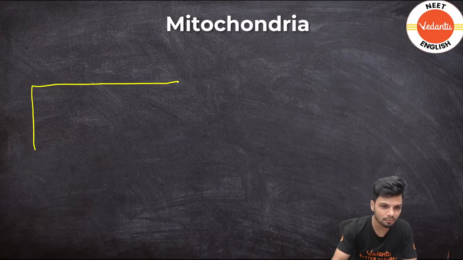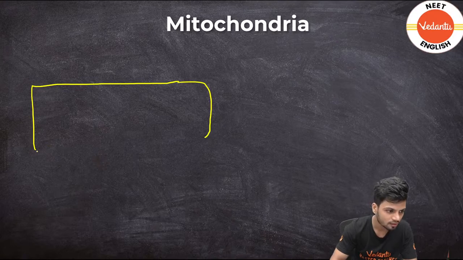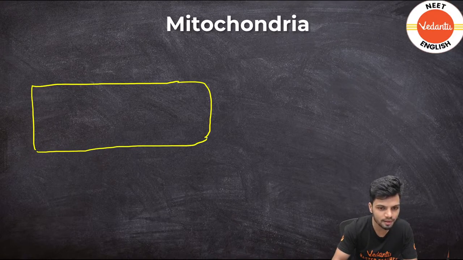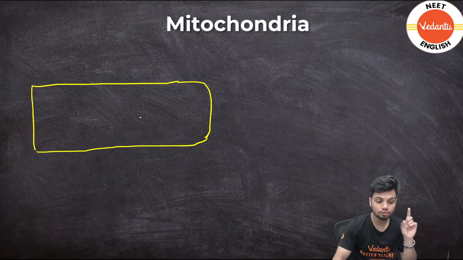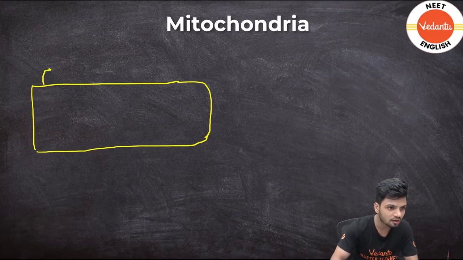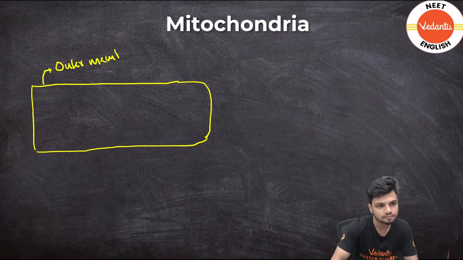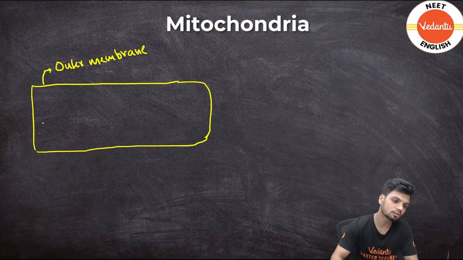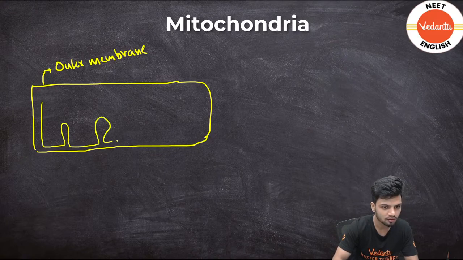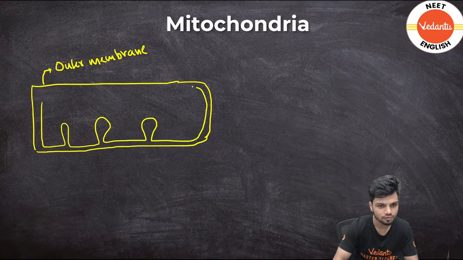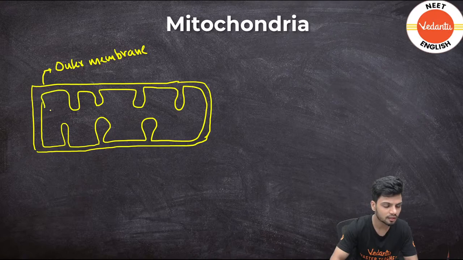So let's draw the basic diagram of mitochondria. All of you draw it now. I told you, mitochondria has two layers. This is the outer layer, the outer membrane. Now inside we have another membrane. So we have the outer membrane and the inner membrane.